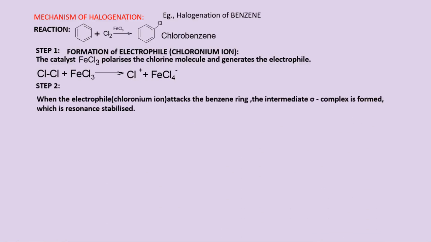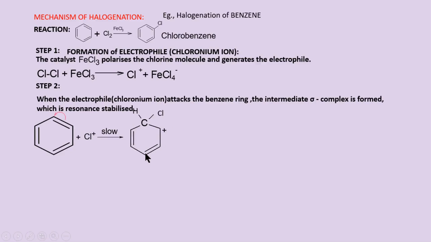Now in second step, when the chloronium ion attacks the benzene ring, the intermediate complex, nothing but the sigma complex, is formed, and that is found to be resonance stabilized. So here when we shift one of the pi bonds, on this carbon it becomes rich in electron. This will be attacked by Cl plus, and this is the slow step, which is the rate determining step. And here when we consider it, the carbon which becomes negative gets Cl, and the one which becomes positive is represented like this.